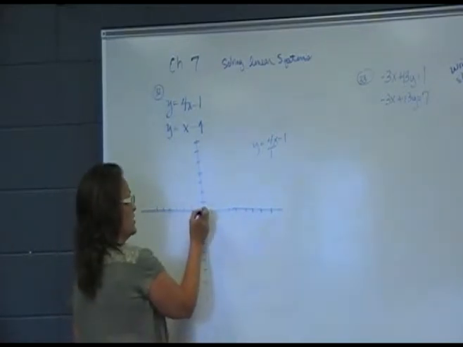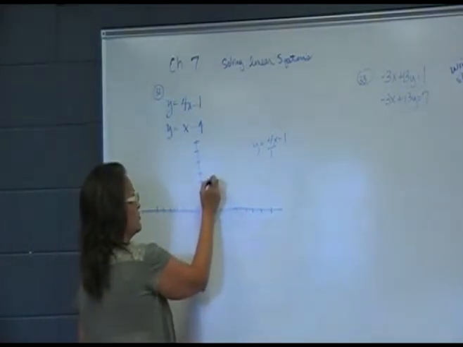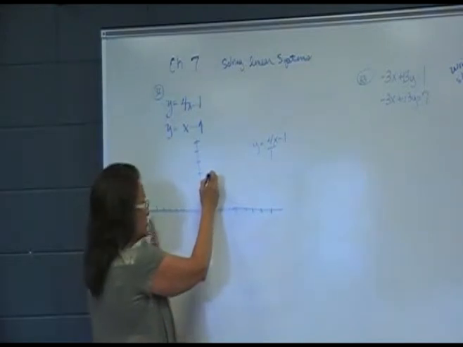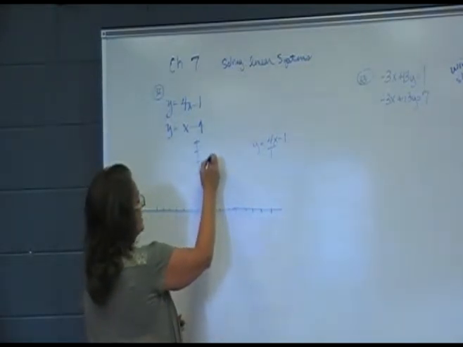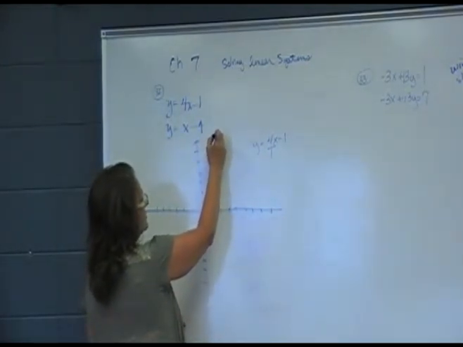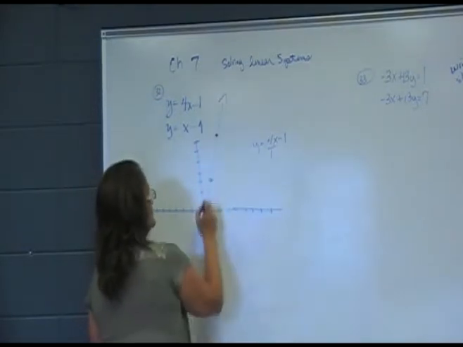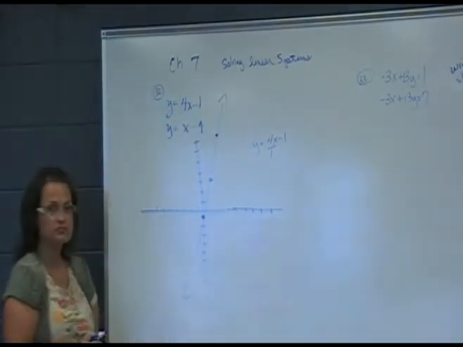So from here, up 4, over 1 should give me another point. And now I should be able to do that as many times as I want. Rise 4, run 1 from point to point. And then that will graph your line.